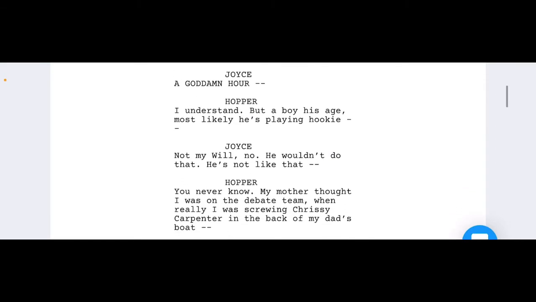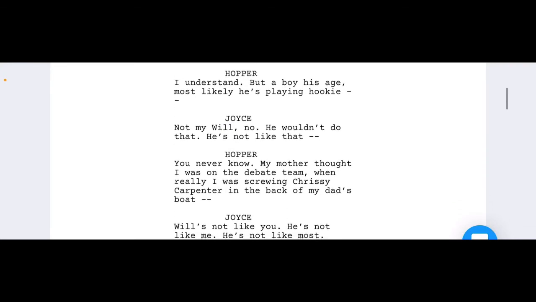Then in bold, Joyce says, a goddamn hour. Now the fact that it's in bold doesn't mean you need to say it louder or shout it. It just means that she's reiterating that she's frustrated by having to wait that long. And Hopper says, I understand, but a boy his age most likely is playing hooky. So Hopper there is just trying to reassure her that he's probably fine.